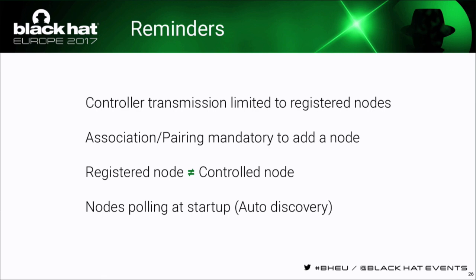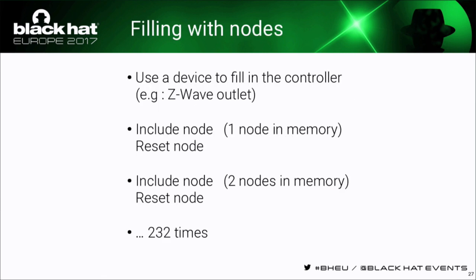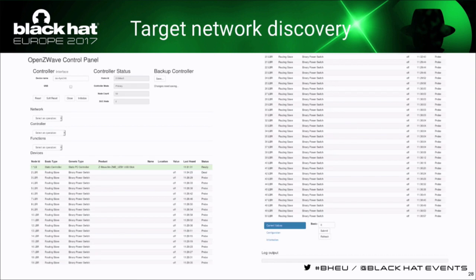So the only thing we had to do, which is a bit tedious, but you only have to do it once, is fill up our controller with a whole list of possible node IDs. So we took, in this case, a wall plug, added it, reset it, and repeated. We did it only 50 times because the start time of the controller is longer when you have more nodes. So what it gives is this.